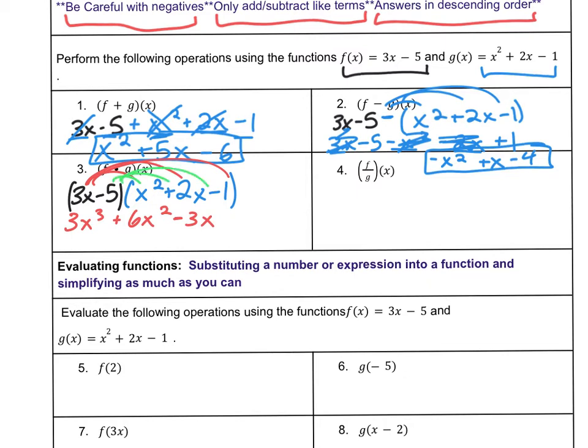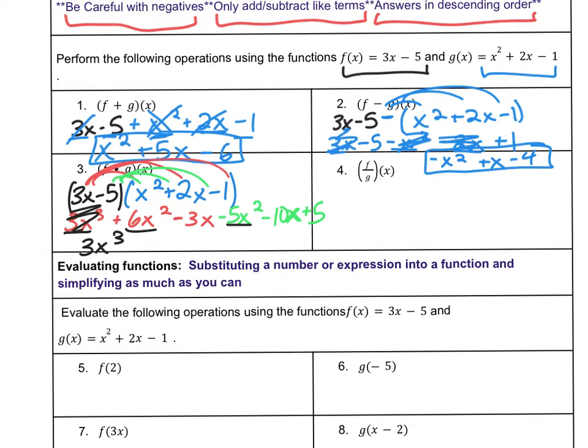multiplying the -5 to everything. -5 times x squared is -5x squared. -5 times 2x is -10x, and -5 times -1 is +5. Okay, now time to simplify. We'll just start from left to right. Do I have any other x cubed? Nope.